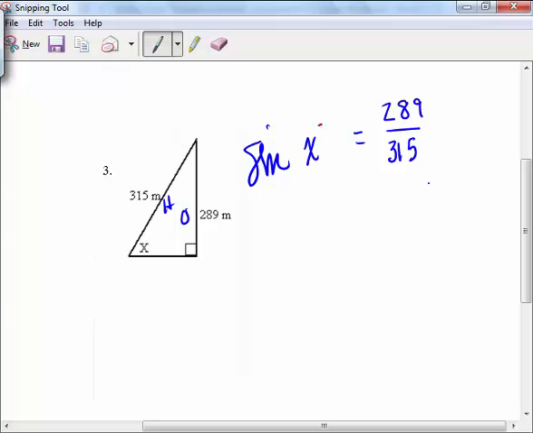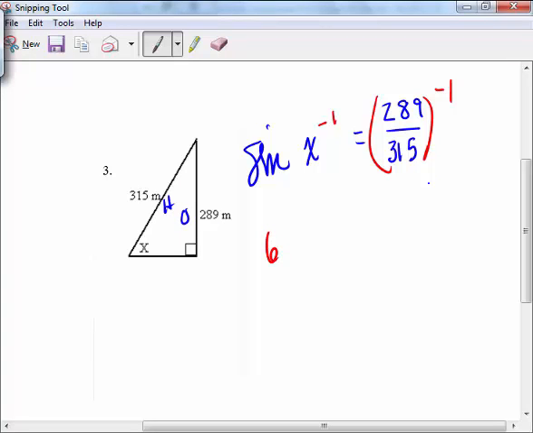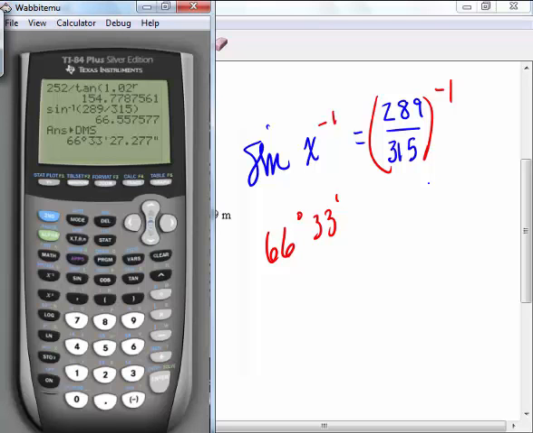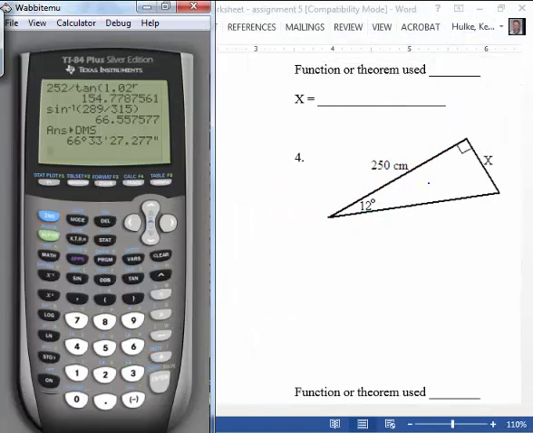We want to find the angle though, so we have to press second function sine, and it's 289 divided by 315, and we get 66 point, we have to switch that to degrees, minutes, seconds. So x is 66 degrees 33 minutes, and I forgot the number of seconds, 27 seconds. Next one.